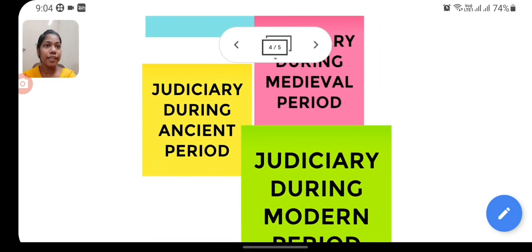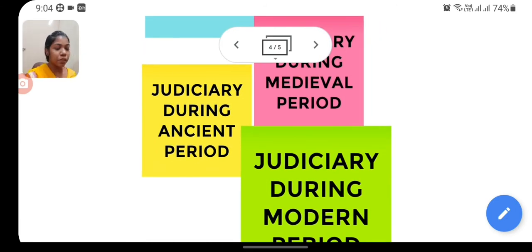Then the kulikas. For the investigation of cases, kulikas were the people, like now we have lawyers. At that time, a board of eight kulikas was for the investigation of civil cases.